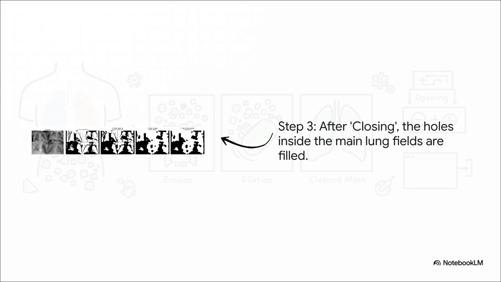And that's exactly where closing comes to the rescue. It marches in and fills those internal gaps, making the lung regions solid and whole. You have to do this to get an accurate shape of the organ.